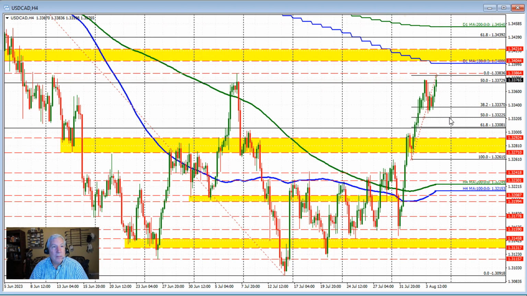We need to get below that level, and also the 50% retracement at 133.22, to give the sellers a shot at this pair moving to the downside, so watch those levels.